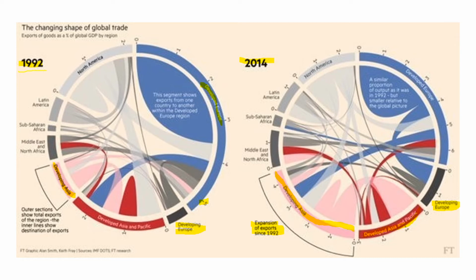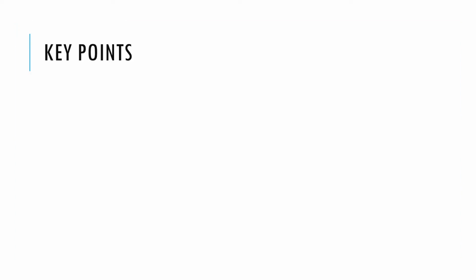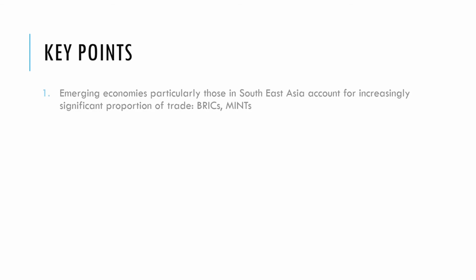Increasingly we see, while still a lot of imports from North America and Europe, the rate of increase has been faster from other areas. So to summarize the key points from what we've seen so far, emerging economies, particularly those in Southeast Asia, account for an increasingly significant proportion of trade. And by that we're talking about the BRIC countries and the MINTs that we'll come on to.